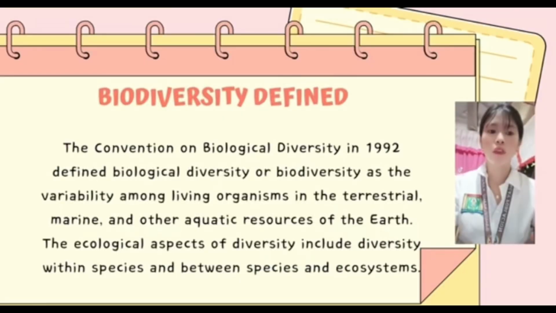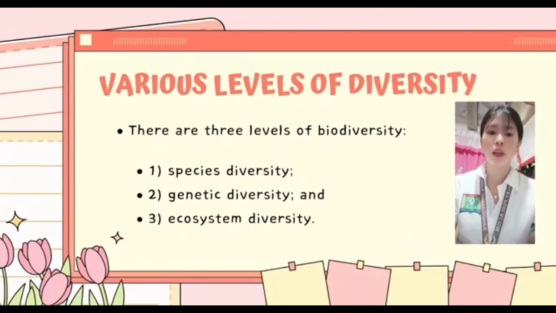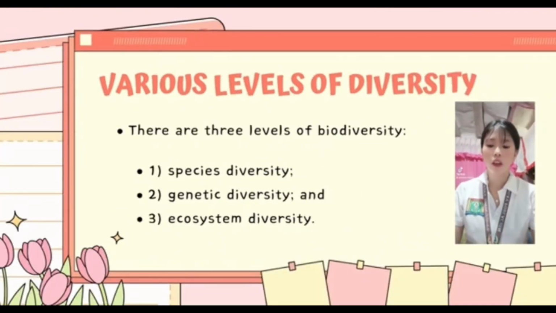Biological diversity, or biodiversity, is the variability among living organisms in the terrestrial, marine, and other aquatic resources of the earth. The ecological aspects of diversity include diversity within species and between species and ecosystems. There are three various levels of diversity. First, species diversity. Second, genetic diversity. Third, ecosystem diversity.